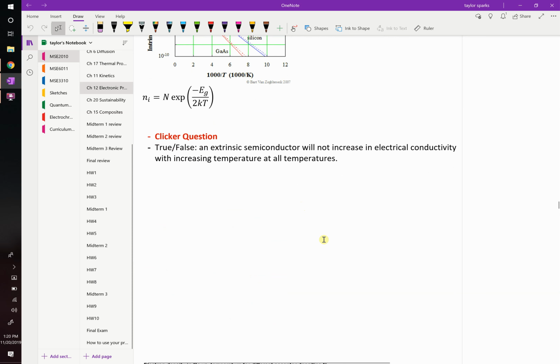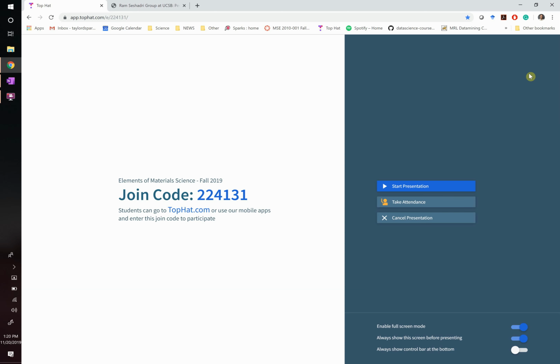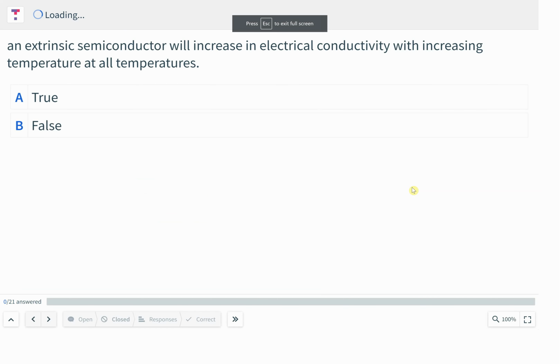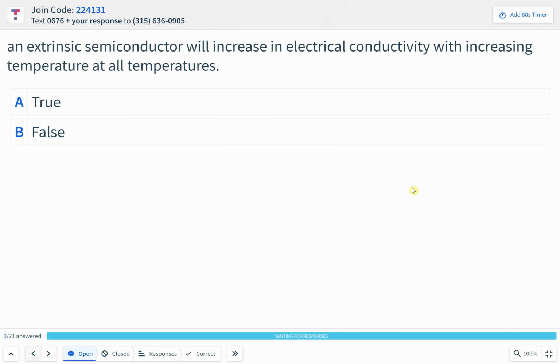All right, how about this? Clicker question. The question is as follows. We're now talking about an extrinsic semiconductor, not an intrinsic one. It says an extrinsic semiconductor will increase in electrical conductivity with increasing temperature over all temperatures. Meaning you start out at low temperatures, 0 Kelvin if you want. As you start to heat it up, it should become a better and better electrical conductor over all temperatures. True or false?